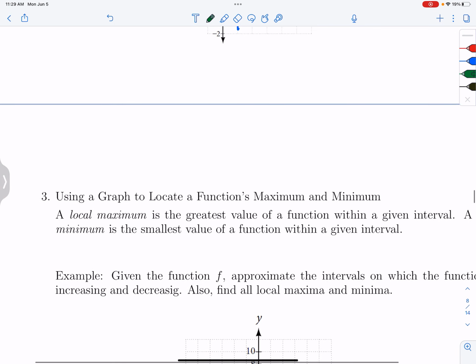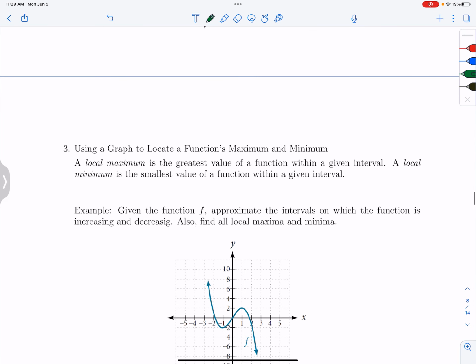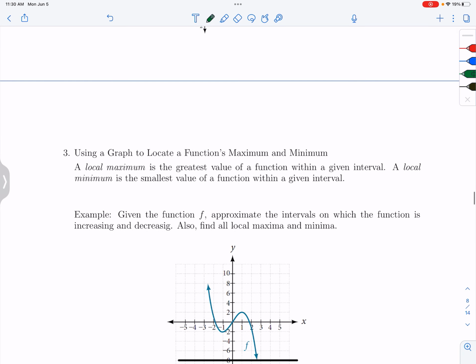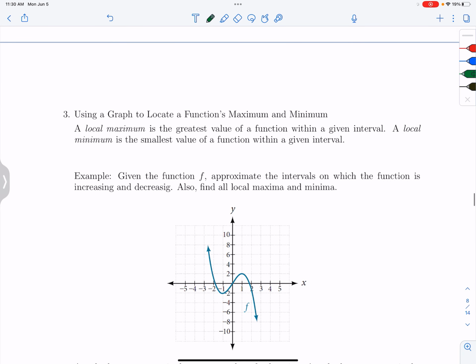And that example is talking about the maximums and the minimums of a function. So we have two different types of maximums and minimums. We have local maximums and minimums, which is what we're going to talk about first. So the local max is the greatest value in a given interval, and the local min is the smallest value in a given interval. You can think of this as where the graph turns.